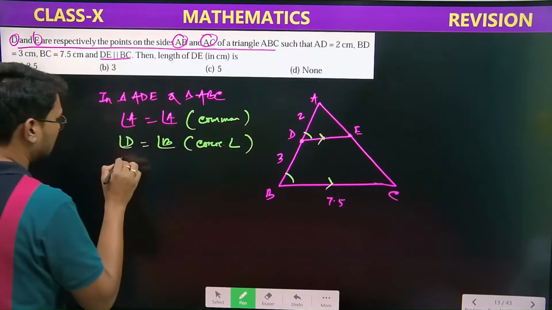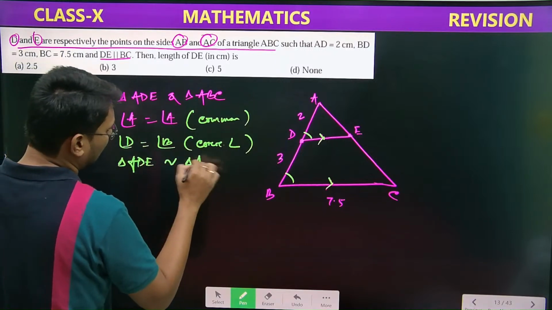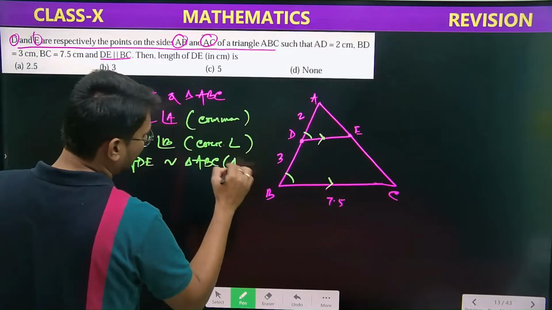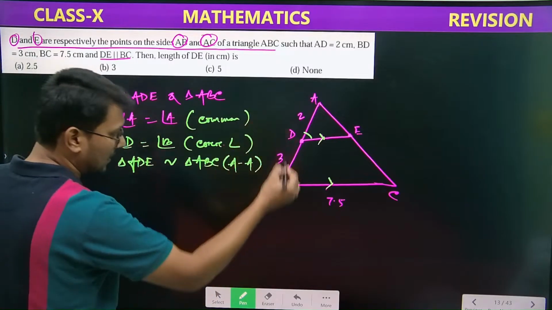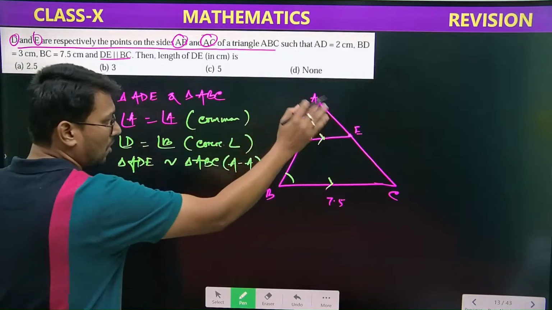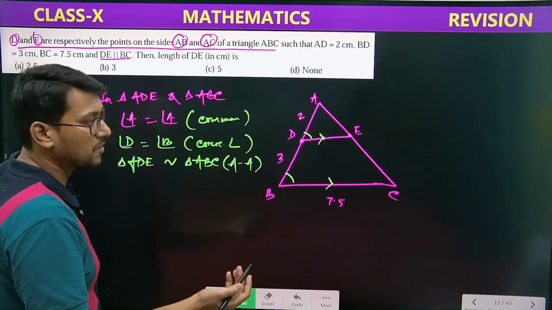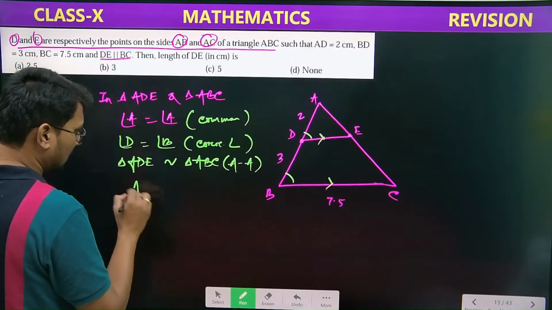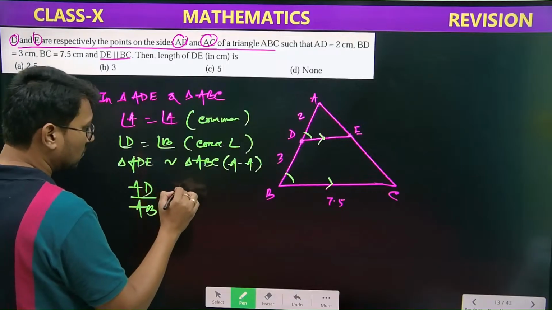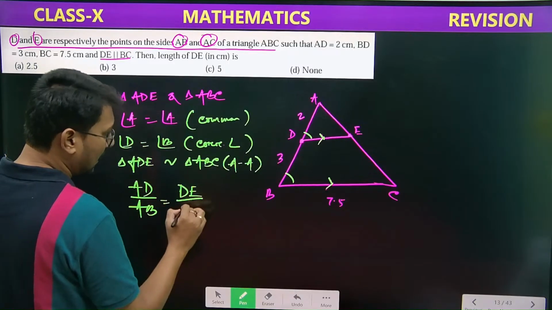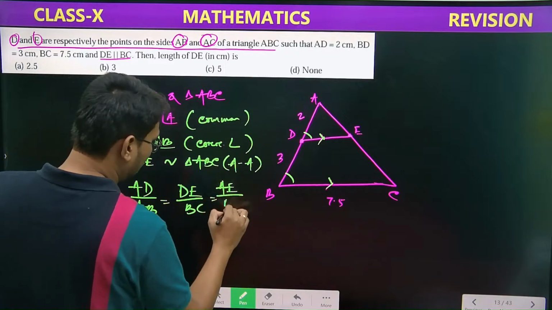So triangle ADE is similar to triangle ABC by which criteria? Angle criteria. Yes. So therefore, बच्चों, these two triangles are similar, the small and the whole triangle. That's why the corresponding sides are in proportion. Matlab AD by AB equals DE by BC, also AE by AC.